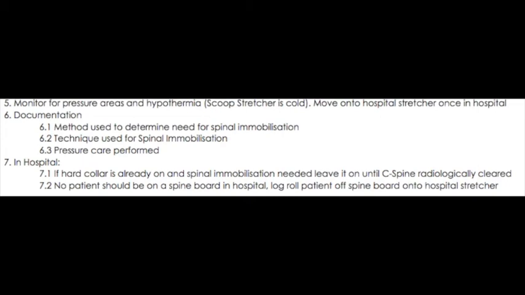In hospital, if the patient arrives with a hard collar already on from the pre-hospital environment and the patient needs spinal immobilization, leave the C-spine collar on until the C-spine is radiologically cleared. This is to prevent unnecessary movement of the neck. If the patient arrives on a spine board when they get to the hospital, they should be removed from the spine board by log rolling them onto the hospital stretcher.